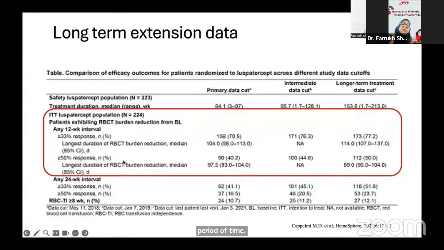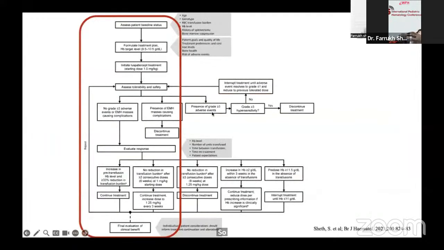If you're looking at patients who had a more than 50% reduction in transfusion burden over any 12-week period, it was 40.2%, but that increased to 50% in patients who were in the long-term follow-up. So luspatercept is certainly worth giving a trial.